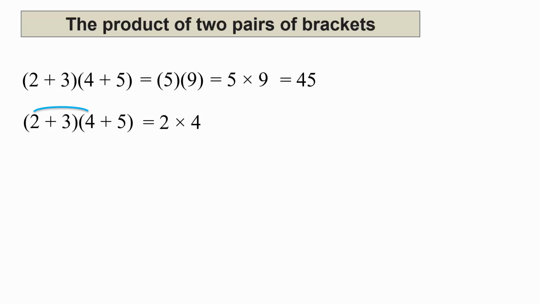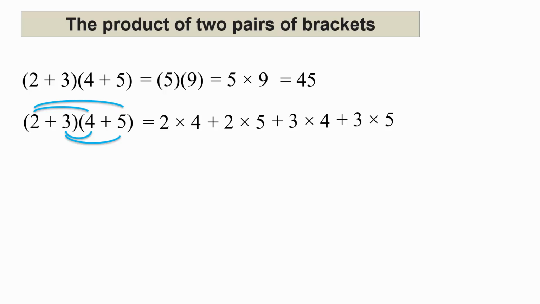We'll multiply out 2 times 4. That means the first term of the first bracket times the first term of the second bracket. And then 2 times 5, the first term of the first bracket multiplied by the second term of the second bracket. And then 3 times 4. And finally 3 times 5.